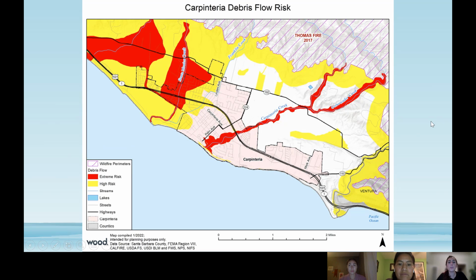This is something that's new from the 2017 study, and is something that the county and the city are looking at more closely in this plan as we understand the causes and effects of debris flows better.